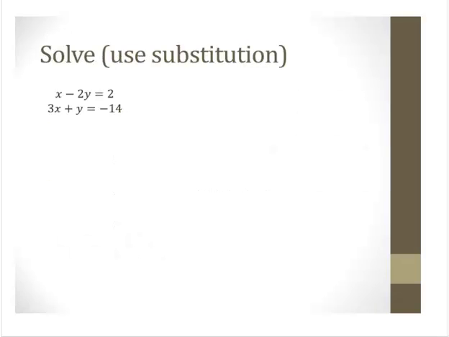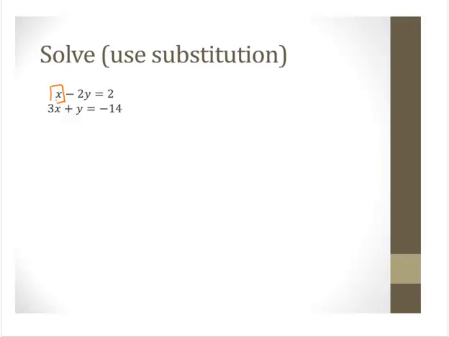So here's our first example. We want to solve using substitution this system: x minus 2y equals 2 and 3x plus y equals negative 14. Using the substitution method, our first step tells us that we want to solve one of the equations for one of the variables. Now, I look at this system and I see two possibilities. It would be very easy to isolate the x in the first equation or the y in the second equation. I'm going to solve for the x in the first equation.